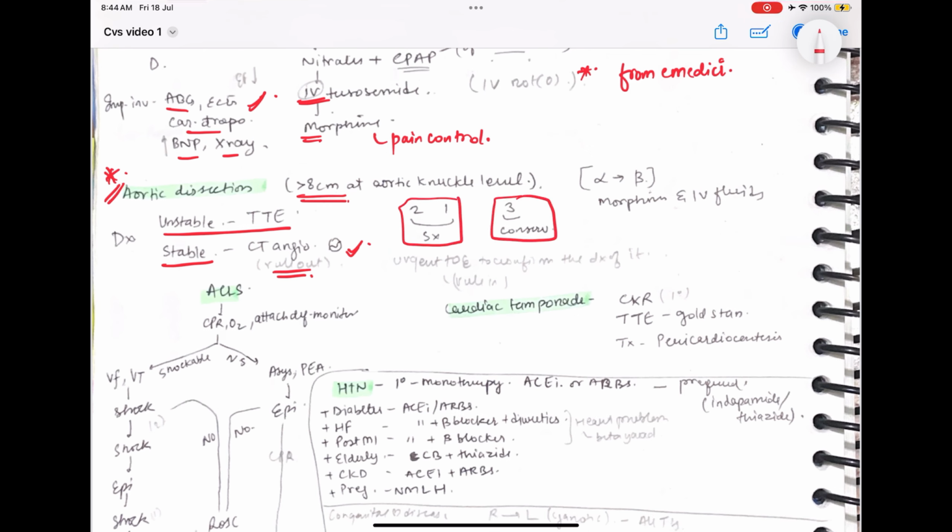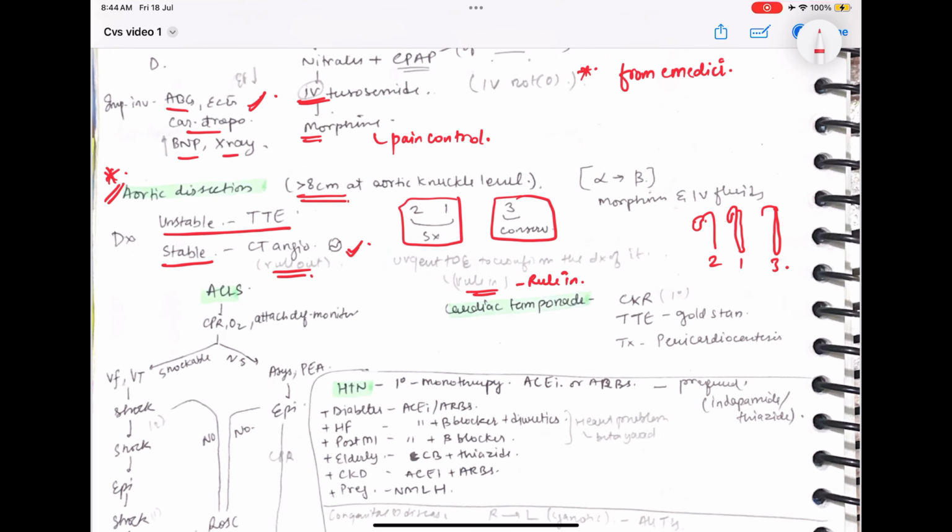Now there are 3 different types of aortic dissection. I remember it with the order 2, 1, 3. So type 2 is where only the initial part is dissected. The first one is where both the parts are dissected, and the third one is where only the distal part is dissected. So it is important to remember it in this order because the treatment would be easily tackled by that. In 2 and 1, the treatment is surgery, and the third one is conservative treatment.